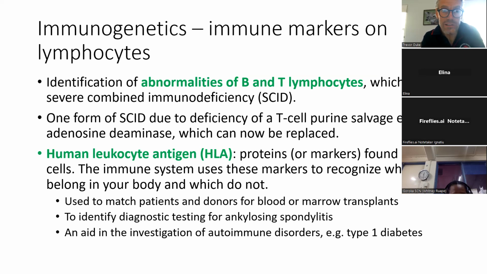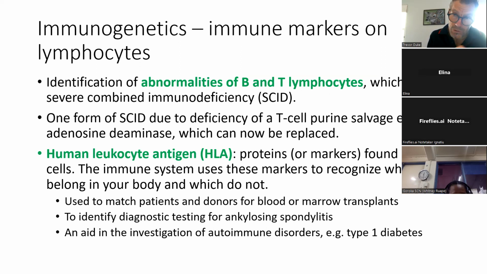And then there is the HLA system, the human leukocyte antigen system, that was found also on lymphocytes and other immune cells. And now, of course, we use that to do certain things. Firstly, if a patient's having a bone marrow transplant, then they have to be HLA matched.